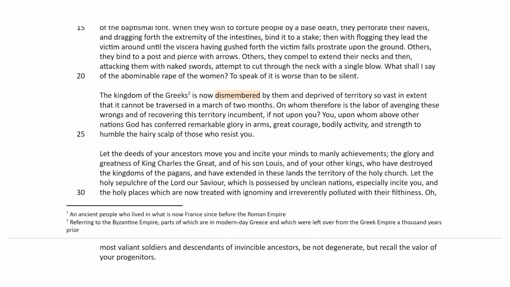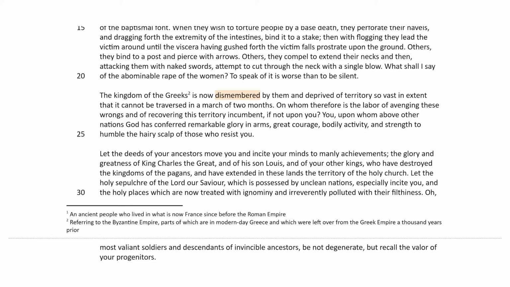You might imagine this conquering army has taken over a large swath of the kingdom and is cutting into the kingdom's territory. And so that's what's literally meant here by dismembered, the breaking apart of the Greek kingdom.